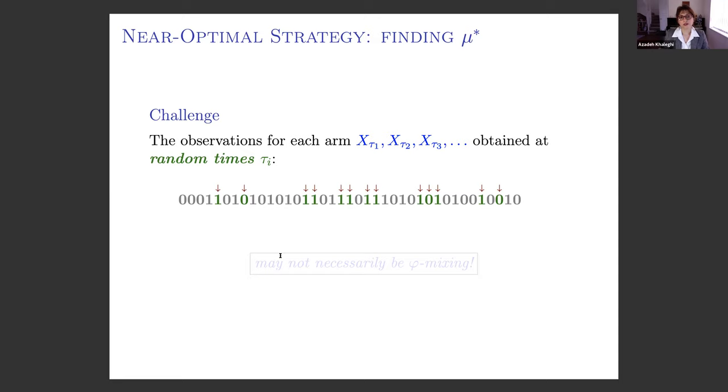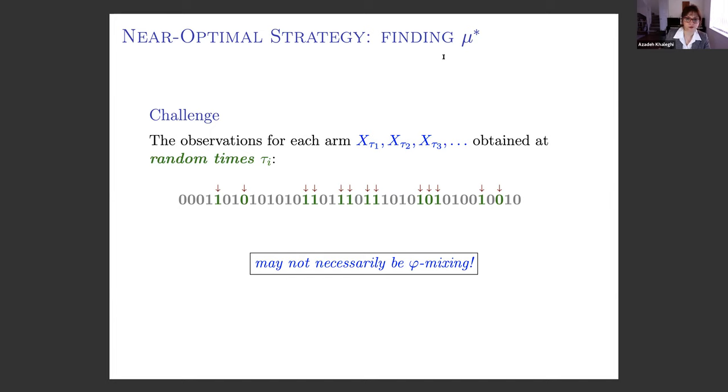Now, the problem with this is that because of the dependence, it's possible that this sequence of samples that we've observed is not necessarily phi mixing anymore. So I start with a process that is initially phi mixing, but then I interact with it and I end up collecting a sequence of observations that are not necessarily phi mixing, right? Which means that even if the underlying process has some concentration inequalities that I could use, now with this arbitrary policy, I will not be able to exploit those concentration bounds, right? So let me give you an example why this holds.